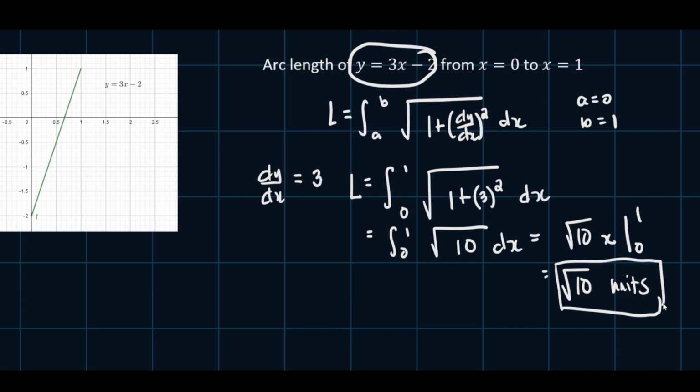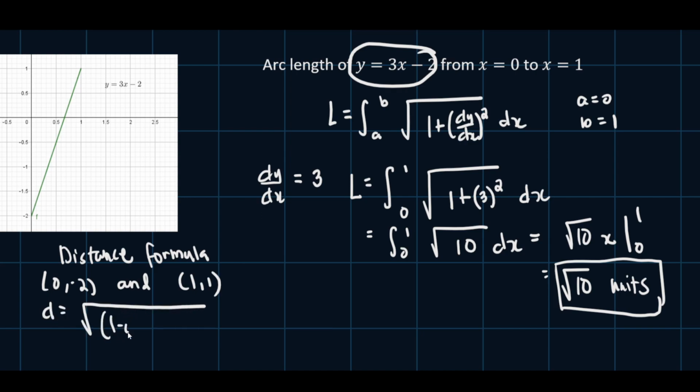I note, however, na line lang to. So, we can actually just use the distance formula and we should get the same answer. So, for the distance formula, we can consider the two endpoints. So, we have (0, -2) and (1, 1). Getting the distance between these 2 points.